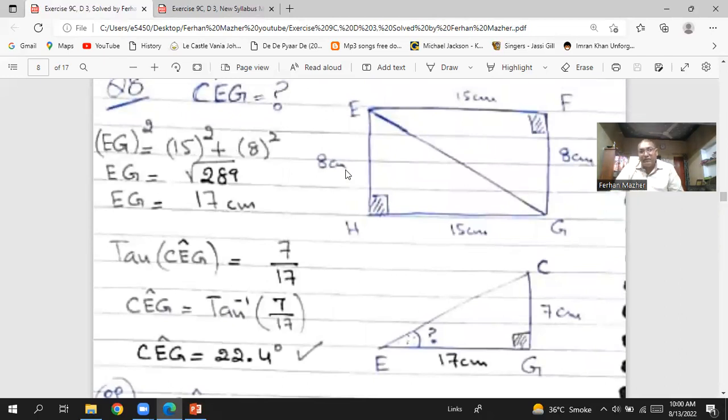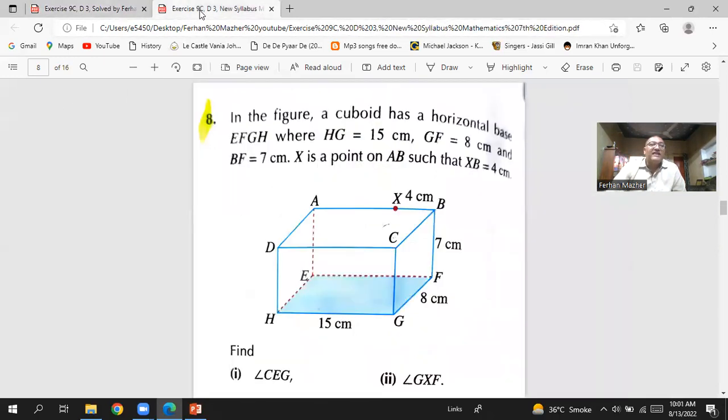So the first part of question number 8 is showing up on your screen. We have taken 2 different triangles, and by using the 2 different triangles, we are able to find out that angle. So this is how you will do this question. So let's go to the next part.